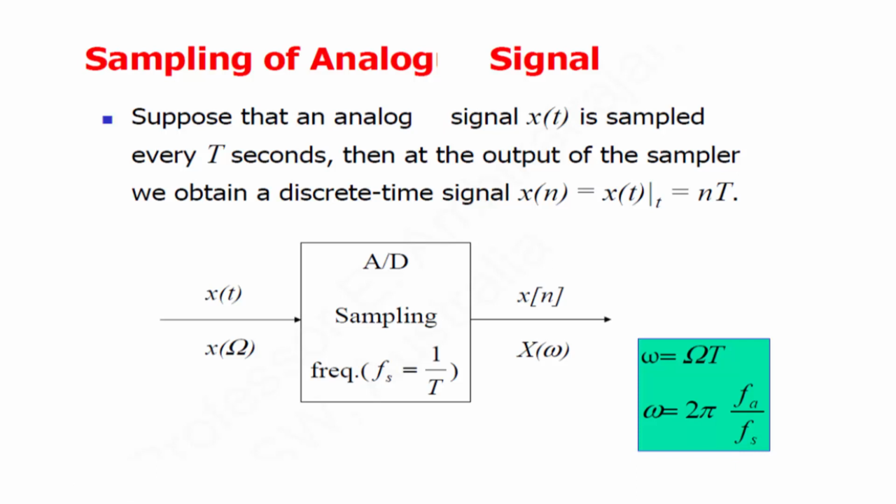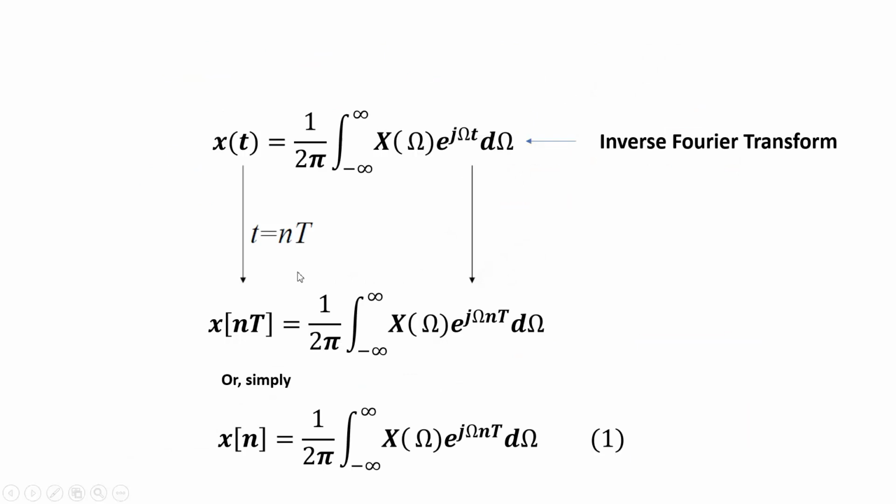This is how the sampling of an analog signal can be explained mathematically. Now, this equation gives you the inverse Fourier transform formula in the analog domain. X of capital omega is the Fourier transform. Now, this is the regular formula used. Now, x(t) is the analog signal obtained from this X of capital omega. Now, how can you convert this signal into the discrete domain?